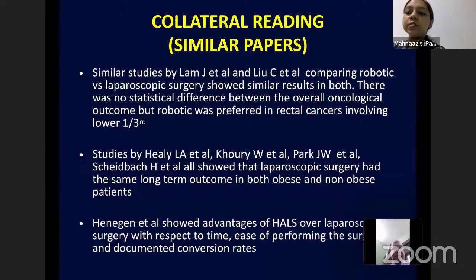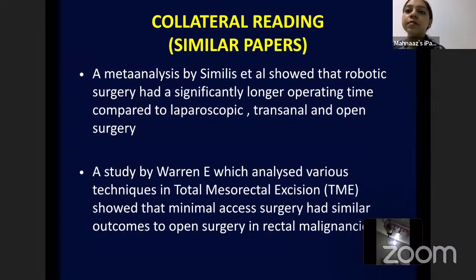And Hennigan et al. compared HALS versus laparoscopic surgery, and it showed that HALS was easier to do and faster, and it had lesser conversion rates. There was a meta-analysis that compared robotic surgery and all other types of surgeries like laparoscopic, transanal, and open surgery, and that showed that robotic surgery took longer to do, but it had better results. And the study by Warren et al., which analyzed various techniques for total mesorectal excision, showed that minimal access surgery and open surgery had similar oncological outcomes.